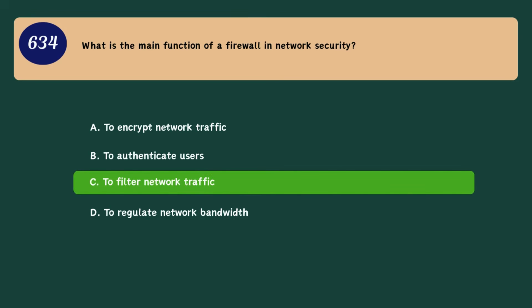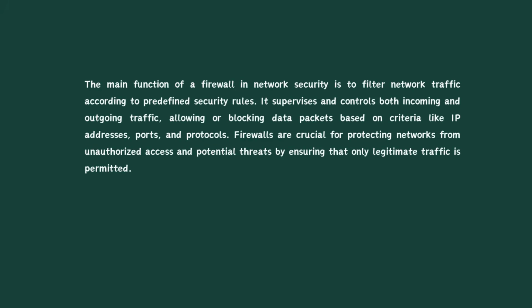Correct answer. C. To filter network traffic. The main function of a firewall in network security is to filter network traffic according to predefined security rules. It supervises and controls both incoming and outgoing traffic, allowing or blocking data packets based on criteria like IP addresses, ports, and protocols. Firewalls are crucial for protecting networks from unauthorized access and potential threats by ensuring that only legitimate traffic is permitted.